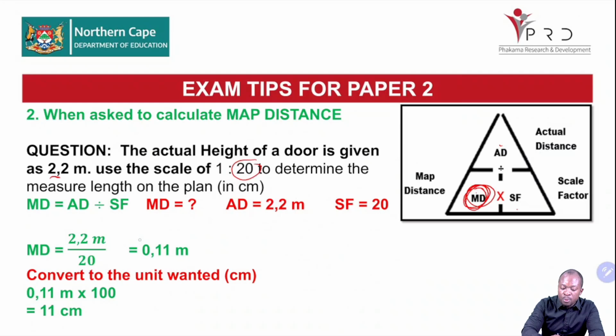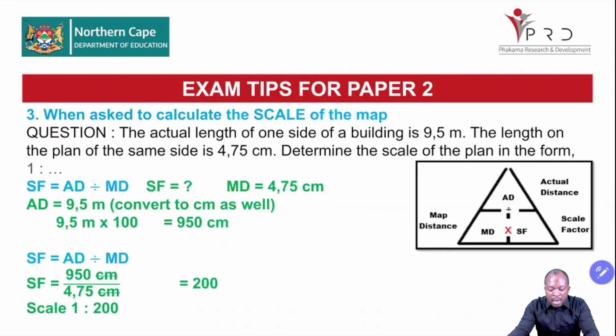So what do we do? We are going to take the 2.2 meters. We are going to divide it by 20. That will give us 0.11, but the examiner wants the answer in centimeters. So the first thing you do is find the answer the examiner wants, then you can convert. So once you convert, we are changing from meters to centimeters, we multiply by 100.